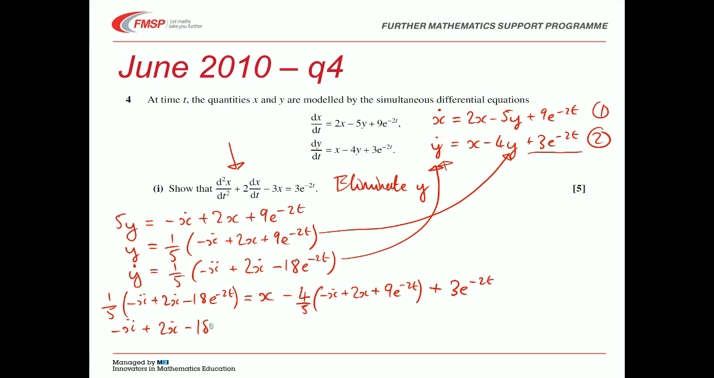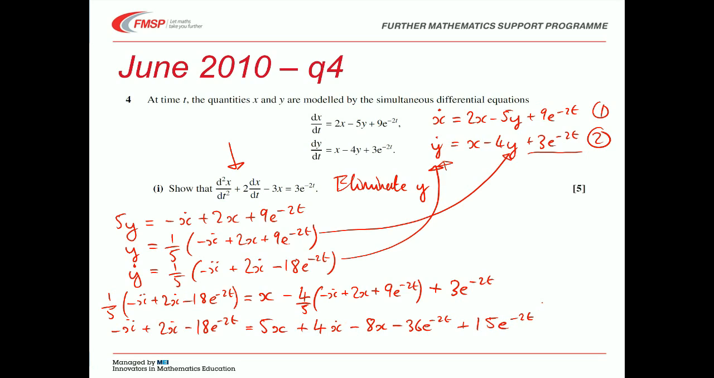Take it slowly, don't be afraid of a little bit of writing, and you'll go probably more efficiently through this. The x does need to be multiplied by 5, the minus 4/5 becomes minus 4, I'm going to expand out the bracket as well, so I'm going to get a plus 4x dot, I'm going to get a minus 8x, and I'm going to get a minus 4 times 9, which is 36, e to the minus 2t. And on the end, multiplying by 5, don't forget, it's 15 e to the minus 2t now. Almost there. I think I've got an equation which is beginning to look promising.